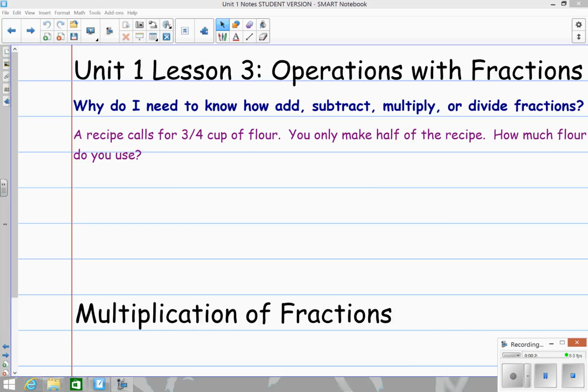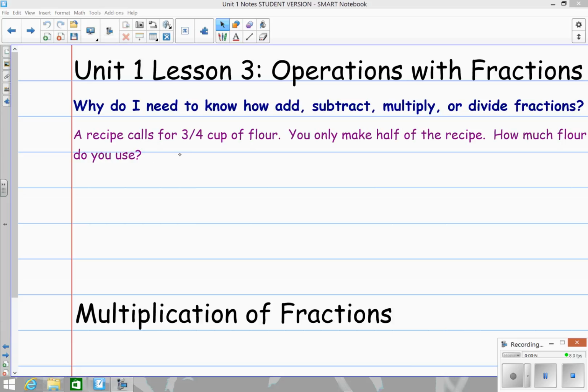So the first question is, why do you need to know how to do operations with fractions? If we consider this example with a recipe, recipes typically have fractions used multiple times. So what happens if you have this recipe and you only want to make a half of the amount, or a third of the amount? This is where fractions are going to come into play.